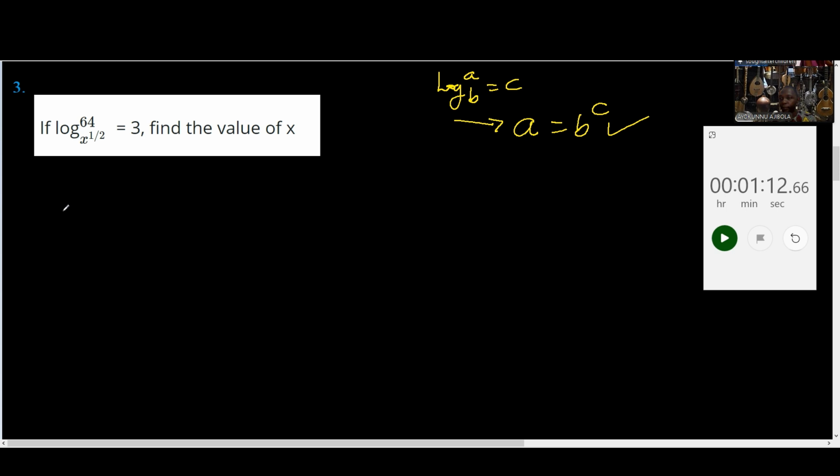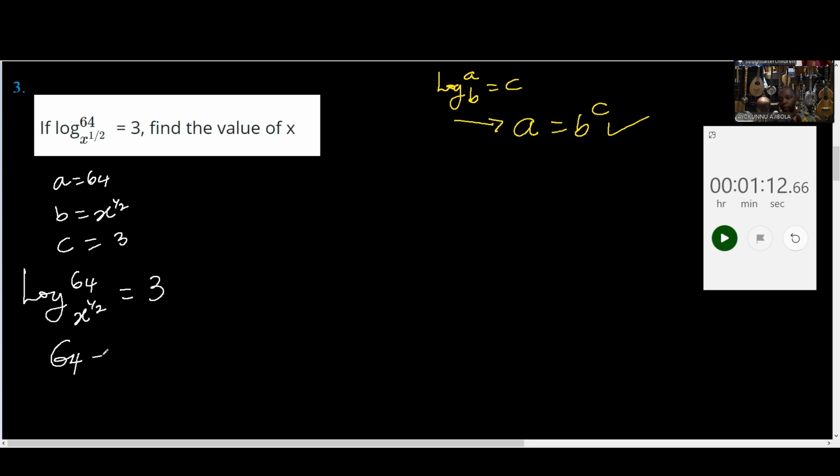For this question, what's our A? Our A is 64. What's our B? Our B is x raised to power half. What's our C? Our C is 3. So we can say log 64 base x raised to power half equal to 3 will be expressed as 64 equal to x raised to power half also raised to power 3.